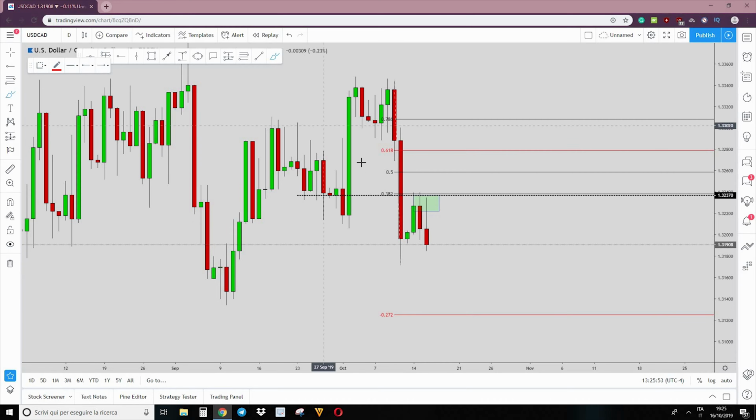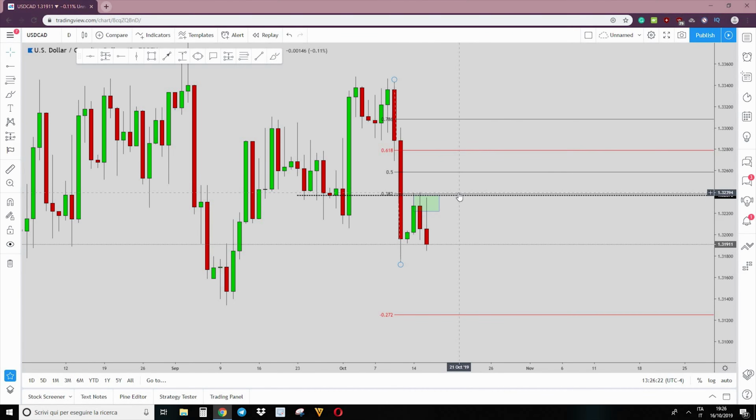you immediately recognize is that the 382 is in perfect confluence with the close we had found on the weekly time frame. If you remember, this black horizontal ray here is exactly the close that we had found on the weekly time frame. So the reason for which the market rejected this area so aggressively is because you have the confluence of the 0.382 Fibonacci and the weekly close we had found.